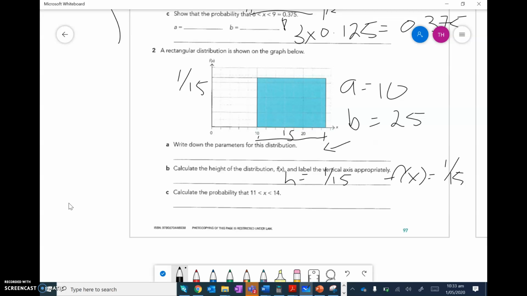Finally, calculate the probability that x is between 11 and 14. So the range of that is 3. And my full range is 15. So it's 3 out of 15, or 3 lots of 1/15. Not too hard. Okay, so go try the next page questions after watching both the videos.